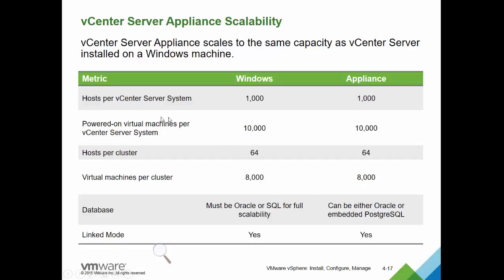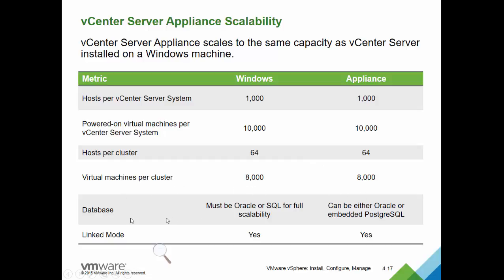No difference, right? Hosts per vCenter system, 1,000 hosts. We're talking about the ESXi hosts, right? 1,000 there, and the appliance also supports 1,000 hosts and 10,000 powered on virtual machines per vCenter Server, both the same. Hosts per cluster: in a cluster we can have 64 hosts, and when we create a cluster, we can deploy features like DRS and high availability. Both types of deployment of vCenter support 64.